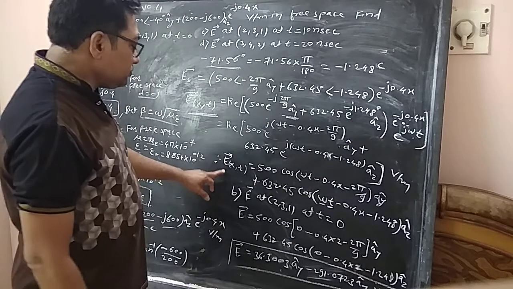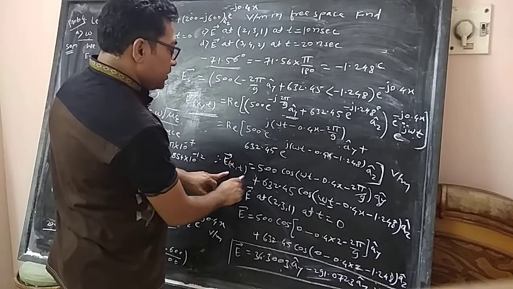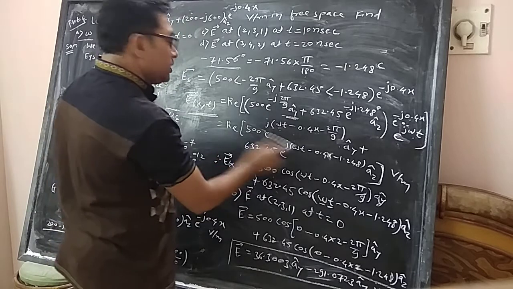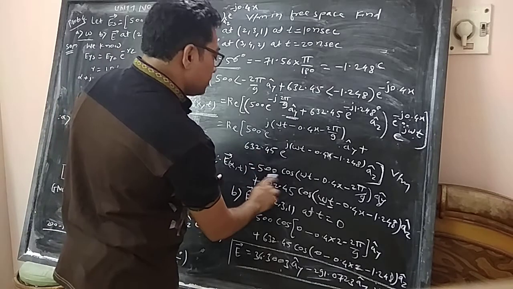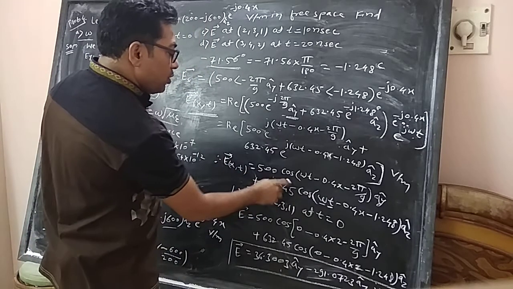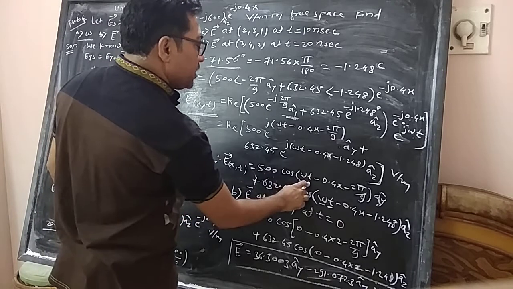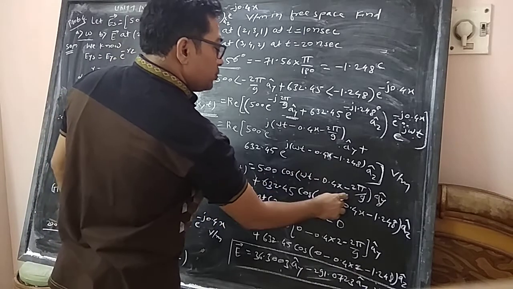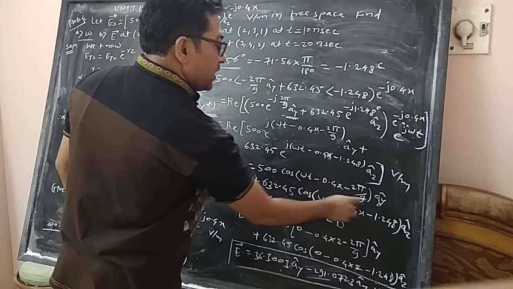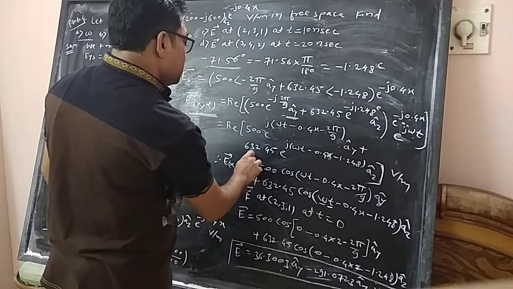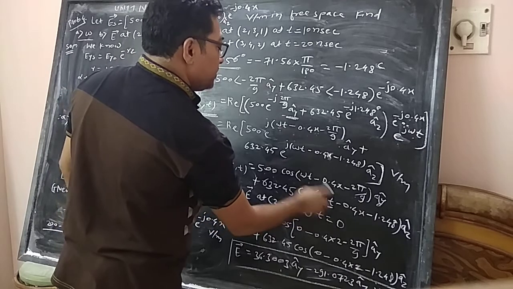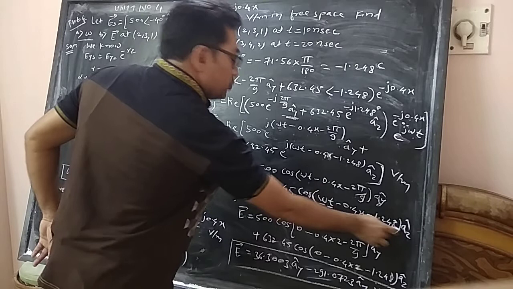So the equation comes to E of x is 500 cos of, this real and imaginary component equation is getting converted into the amplitude factor. In cosine form, the equation is converted to 500 cos of omega t minus 0.4x minus 2 pi by 9 into ay plus 632.45 cos of omega t minus 0.4x minus 1.248 into az.